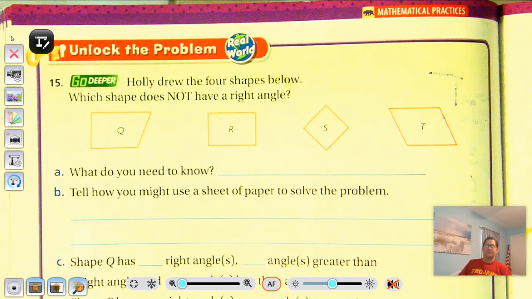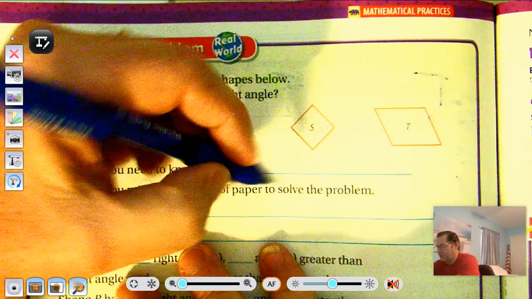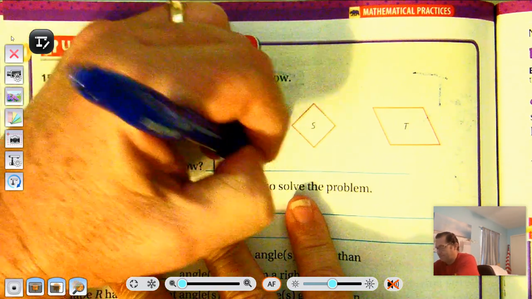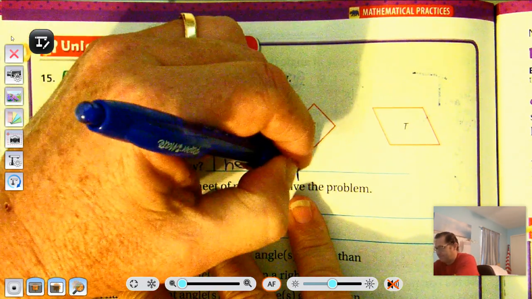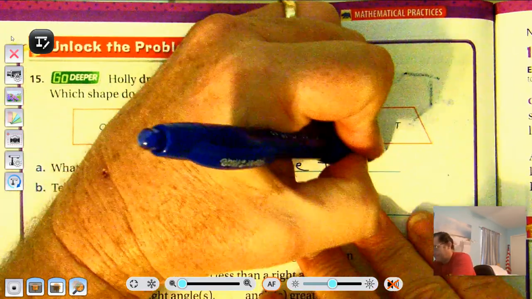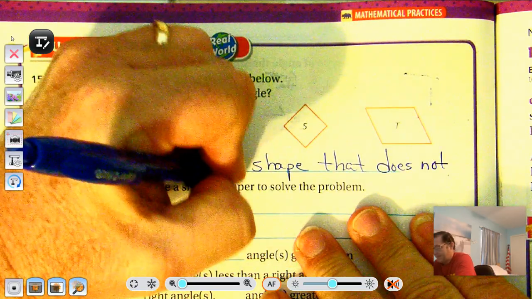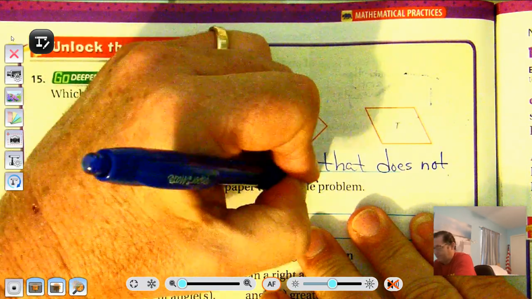Number 15. Holly drew the 4 shapes below. Which shape does not have a right angle? What do you need to know? The shape that does not have a right angle.